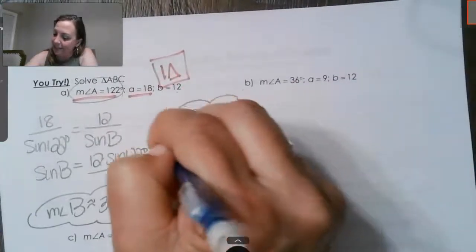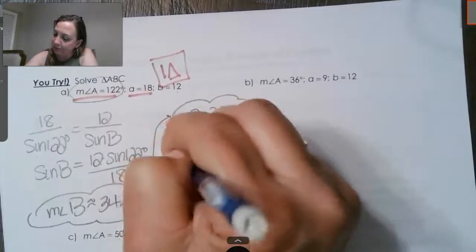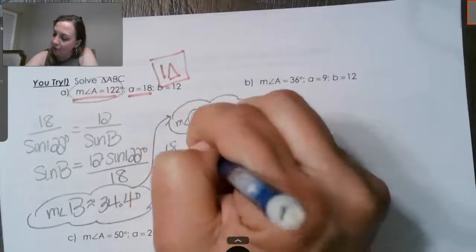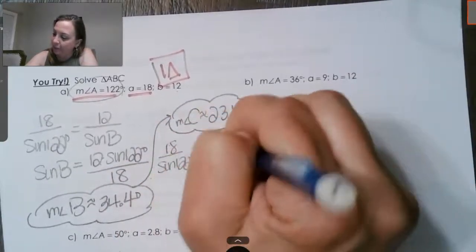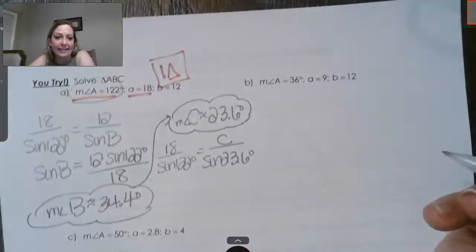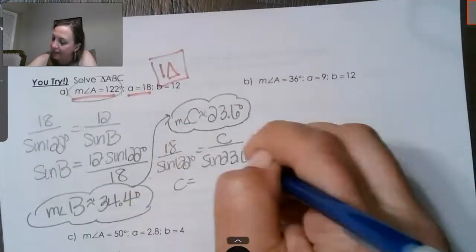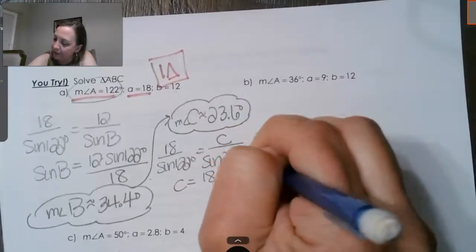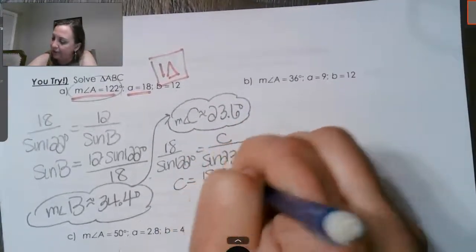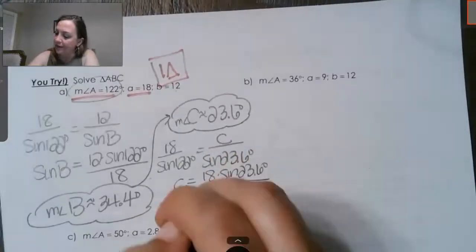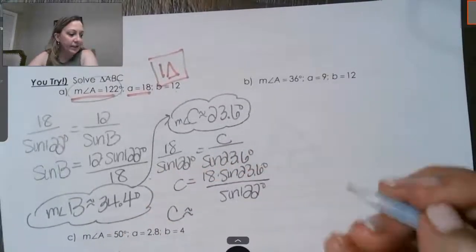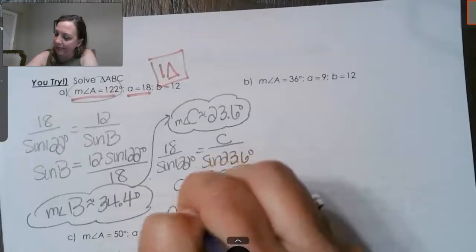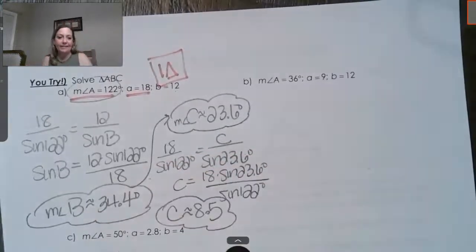And then I can set up a new proportion using the sine of 23.6 degrees and side C. So C, I cross multiply, is 18 times the sine of 23.6 over the sine of 122. And when I put that in my calculator, I end up with about 8.5 for my side C.